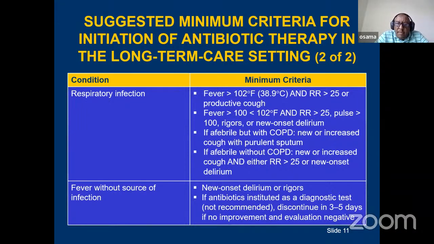If febrile but with obstructive COPD, new or increased cough with purulent sputum. If febrile without COPD, new or increased cough and either respiratory rate more than 25 or new onset delirium. Fever without a source of infection, new onset delirium or rigors. If antibiotic is instituted as a diagnostic test, not recommended; discontinue in 3 to 5 days.